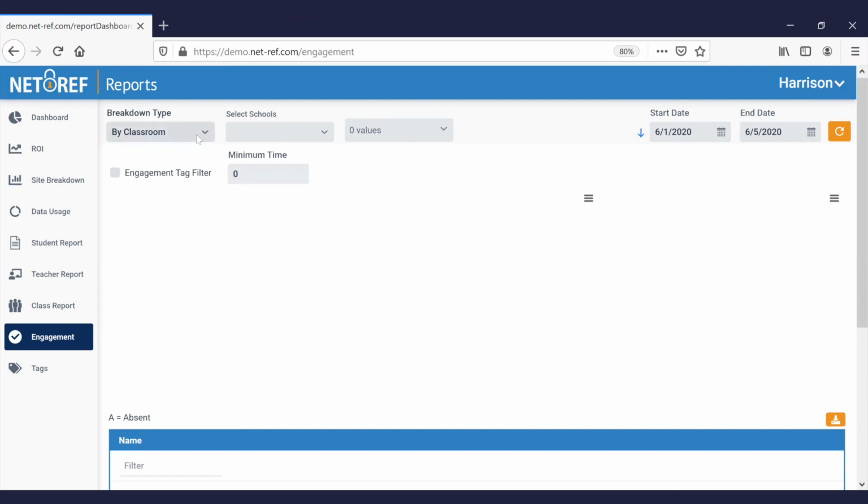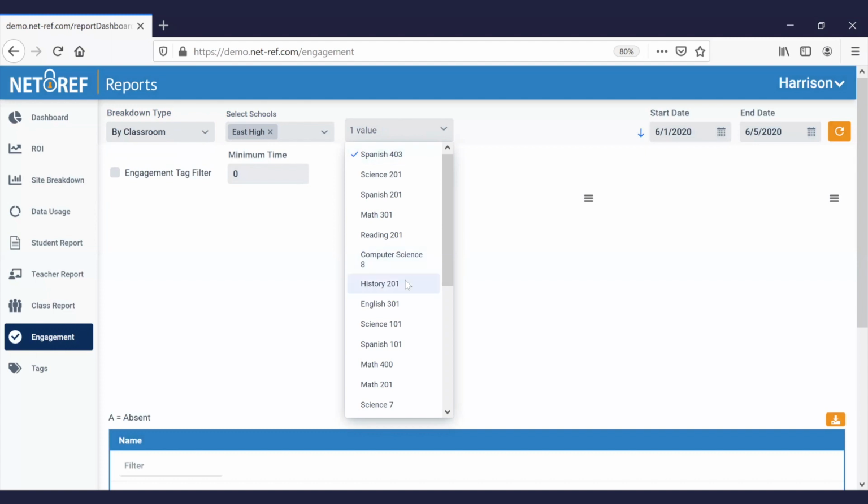This report provides several different views of student engagement. You can look at specific grades, classes, or an entire school. In this example, we'll look at the report by class. We're going to select East High School, and then we'll look at Spanish 403, History 201, and English 301.